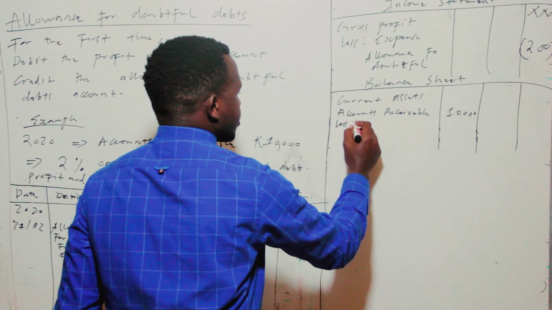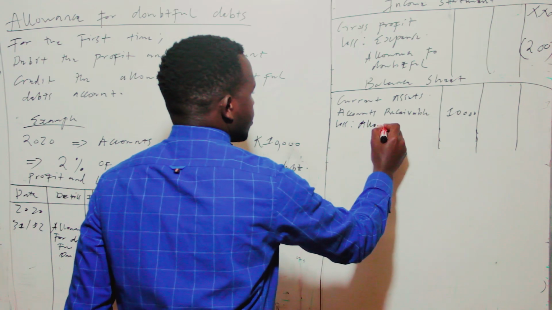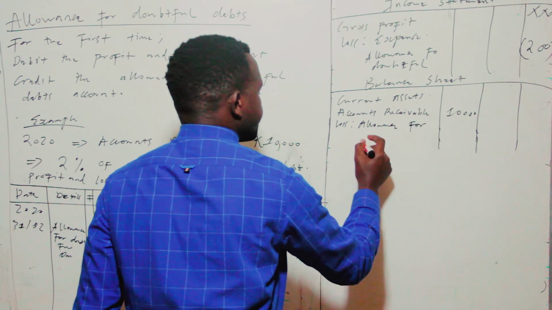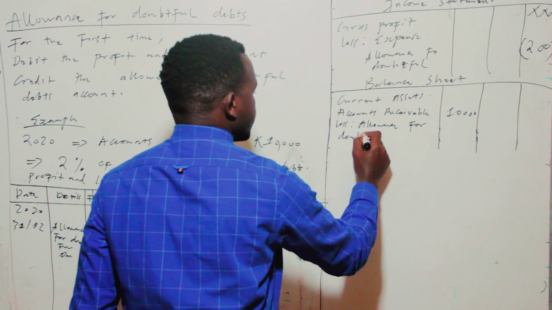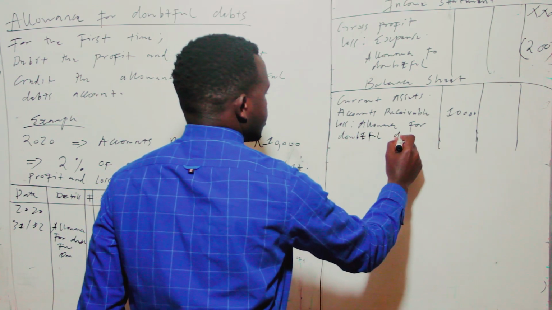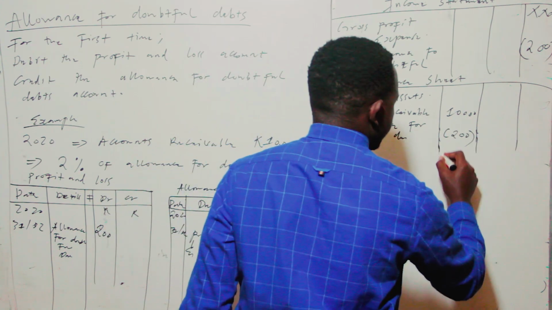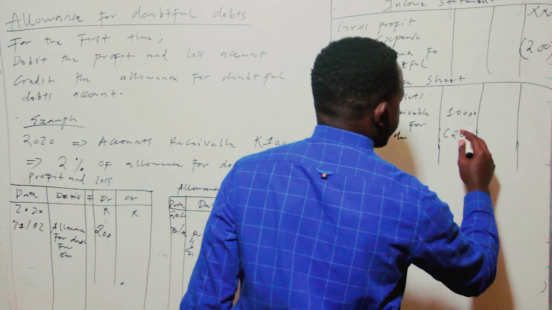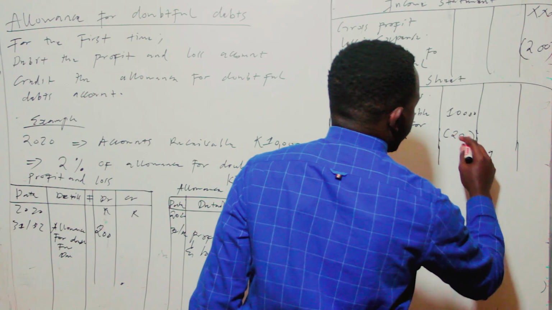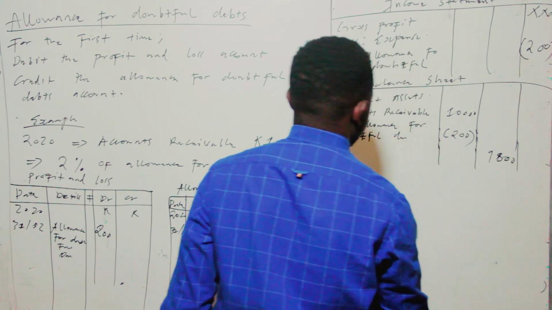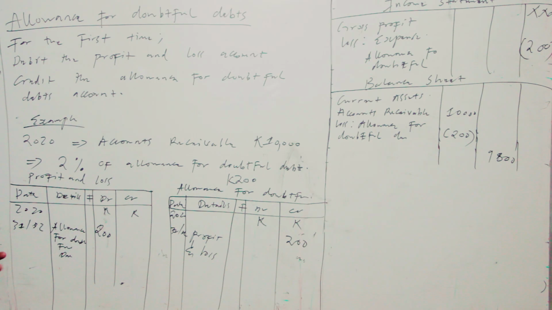So we can say less allowance for doubtful debts, which is 200 kwacha, and that means that we're going to have 9,800. So that's how you can record this allowance for doubtful debts of 2% when we have accounts receivable of 10,000 kwacha. Where you have questions, please ask in the group.